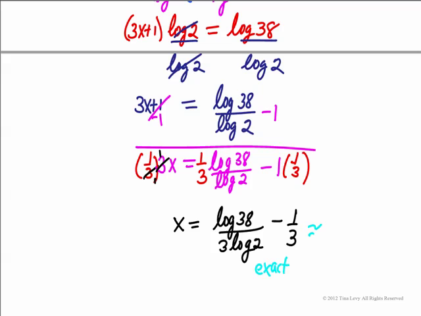And now the next thing we can do is use our calculator to get an approximate answer. I'll do that with 4 decimal places. So this is approximately 1.4160. I just rounded this to 4 decimal places.